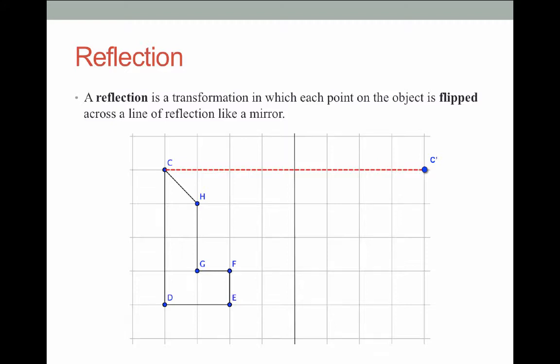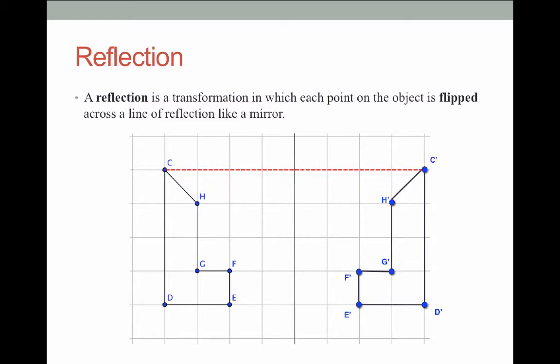Then what I do is I note where the rest of the points are on the shape compared to the first point. For example, D is 4 boxes down from C. So D dash is going to be 4 boxes down from C dash. From D to E, it's 2 boxes towards the line of reflection. So E dash will also be 2 boxes towards the line of reflection. We continue this going 1 up for F dash, 1 across for G dash, and then up to H dash. We have all our points now. We join up all the points and we have the reflected object.